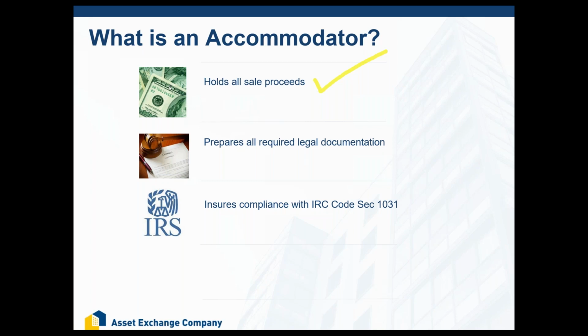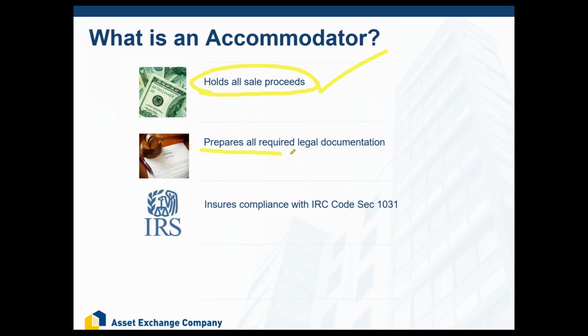You need to get your exchange account set up prior to the close of escrow, and we will instruct the escrow company to wire all the funds to us. We'll set up a separate account for you, just like your IRA and your 401k custodians do, and then we will be the custodian of those funds until you go out and buy replacement property. So very important, whether it's $30 or $30 million, you can't touch the money. It needs to come to an exchange account.